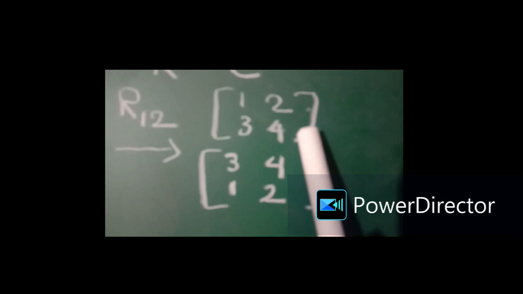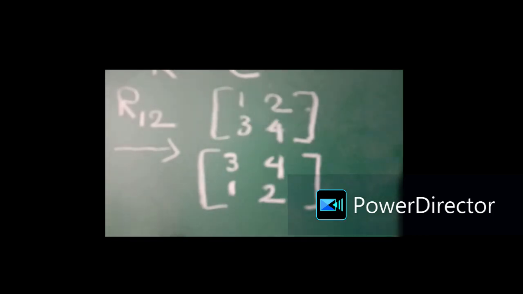So if this is my matrix 1, 2, 3, 4, then if I apply the transformation R1 and R2 interchange, then this will give me a new matrix 3, 4 and 1, 2. So what have I done? I have interchanged the first row with the second row. Then what else can I do?